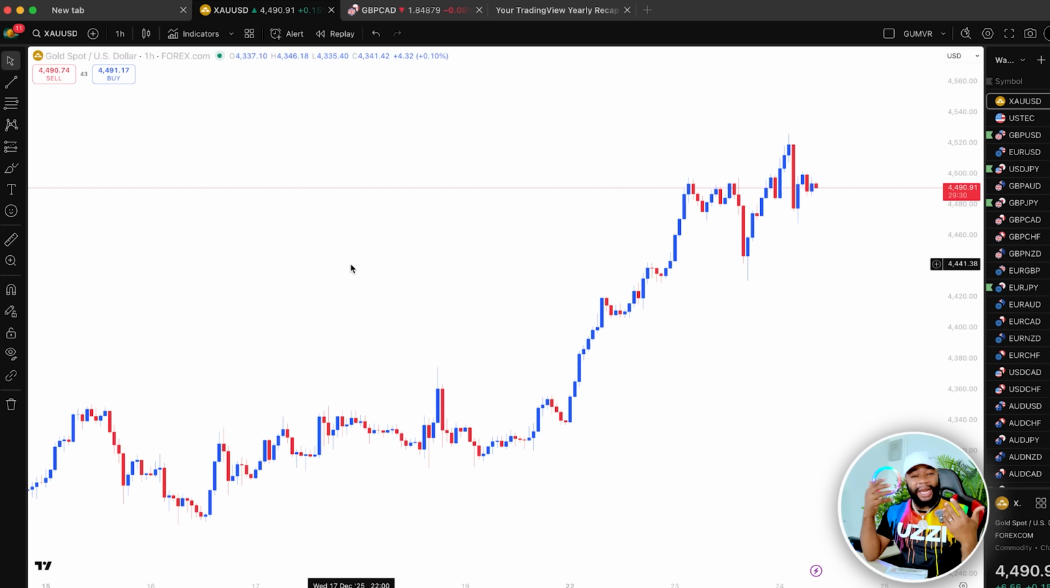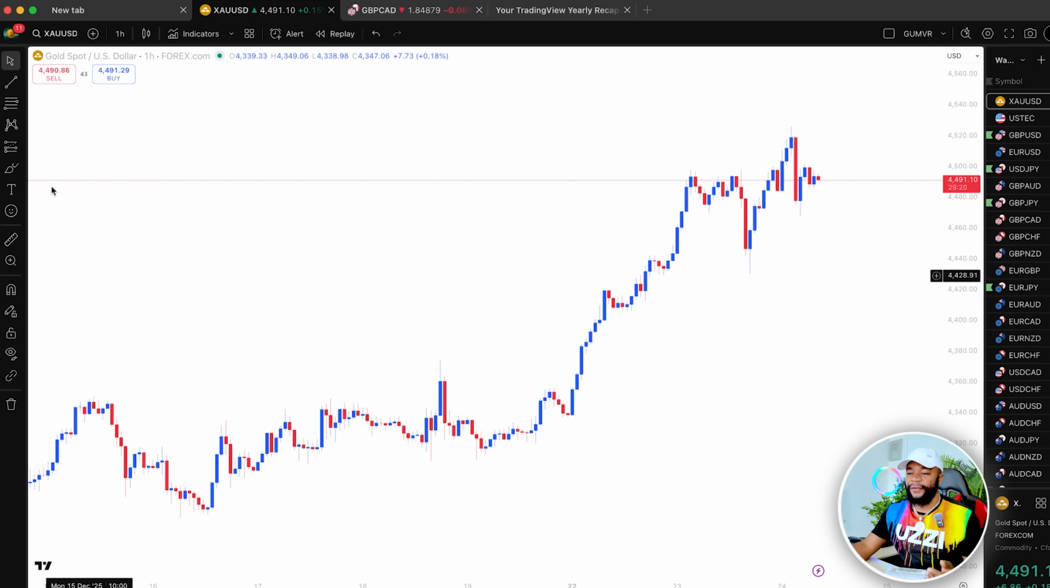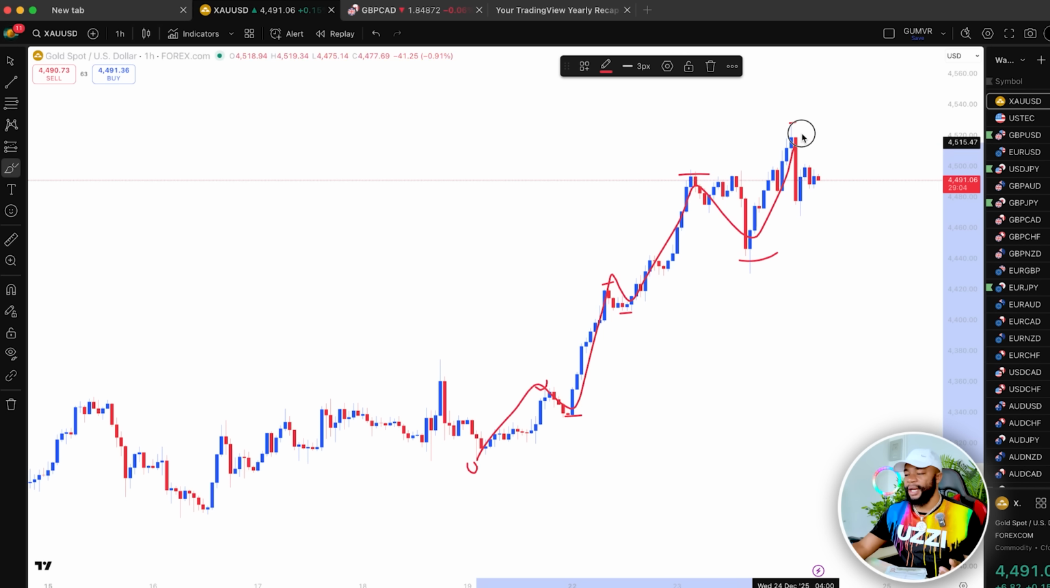Now, if you're an advanced trader like me, there are different methods you can use to be able to know if the market is buying or selling. For example, if I'm just looking at this chart, I can see clearly the market was printing lower lows, higher lows, higher highs, higher lows, higher highs. And if I mark this, you can see clearly we had a clear uptrend right there. So I can see clearly this market, the gold chart, has been in an uptrend on the 1 hour time frame.